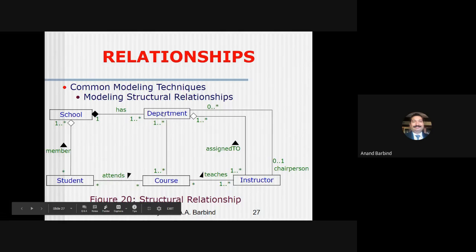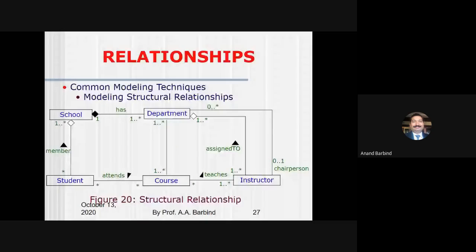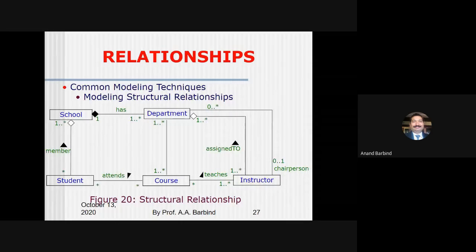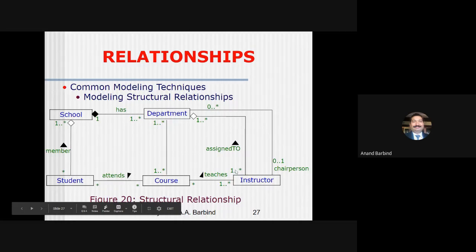Between the course and the department, how can the multiplicity be read? Every department object has one or more courses associated with it. Okay, or in the reverse direction, every course may be associated with one or more departments. Okay, so that is how the multiplicity has to be read. Between instructor and the department, every instructor is associated with one or more departments. Okay, so quite possibly sometimes a person may be working in two different departments, teaching two different subjects in those departments. And reversely, every department is associated with one or more instructors.